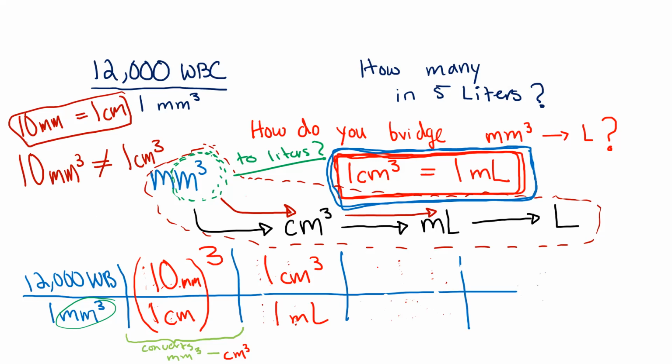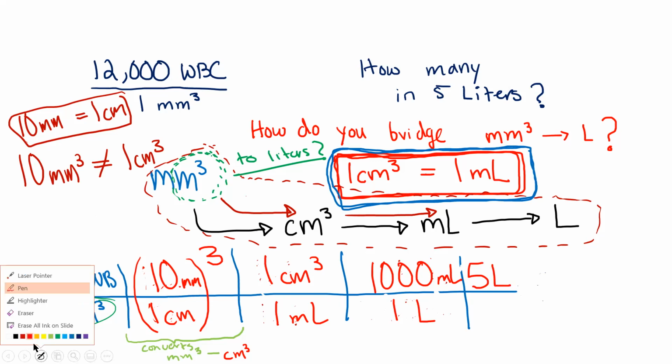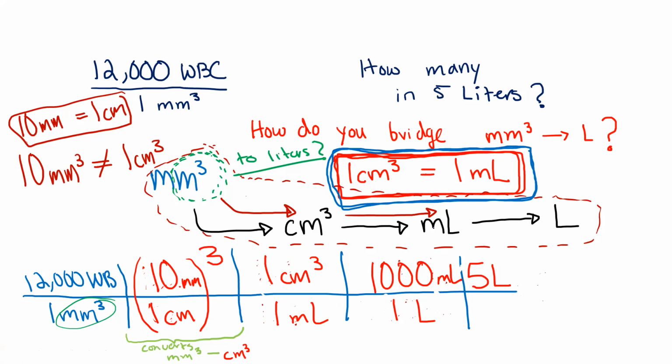I'm feeling very stressed for chemistry. I got you. 1,000 milliliters, like we said before, is 1 liter. And finally, we need to put 5 liters right here on top, like so, and set it equal. Does that make sense so far?